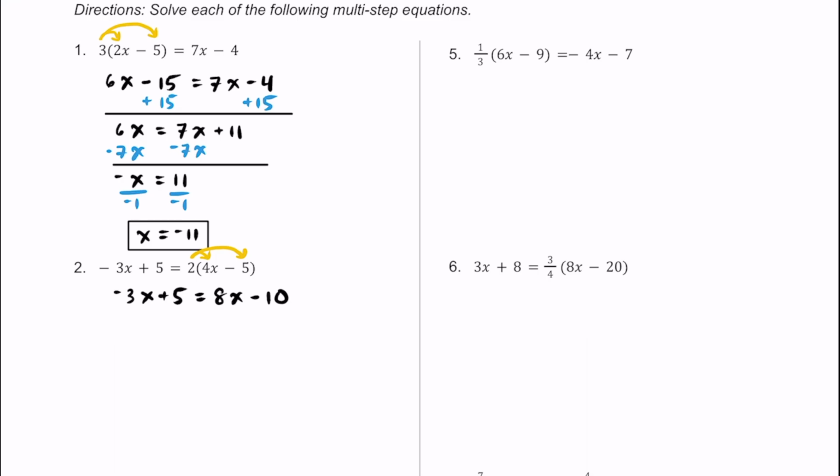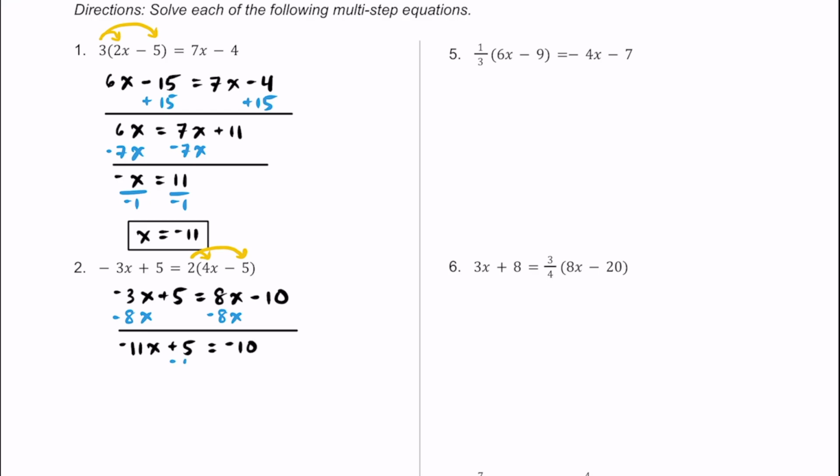Now let's go ahead and see if we can get some of these terms together. What I'm going to do here is subtract 8x from both sides of the equation using the subtraction property of equality. And when we do that, negative 3x minus 8x on the left side is going to be negative 11x. We're still going to have that plus 5. On the right side, the 8x minus 8x is 0x, so we just have negative 10 on the right side.